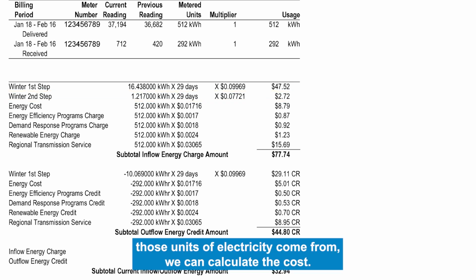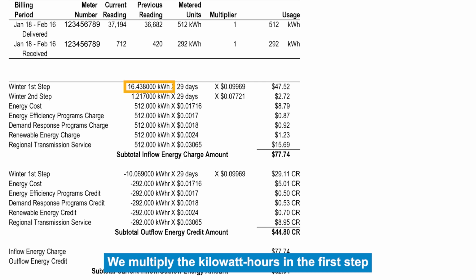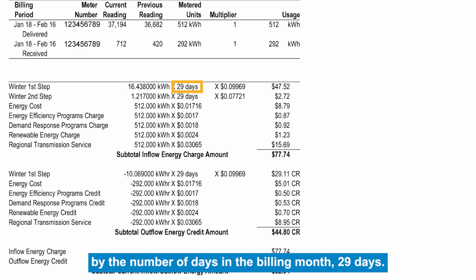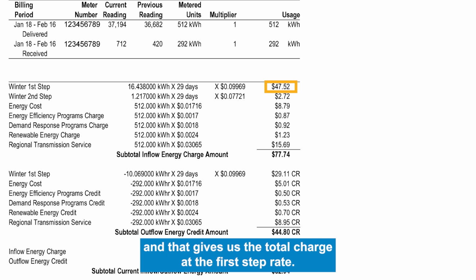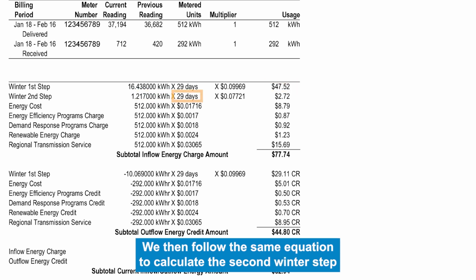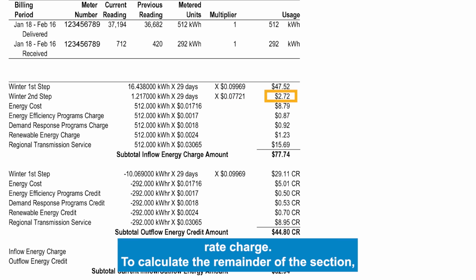Now that we understand where those units of electricity come from, we can calculate the cost. We multiply the kilowatt hours in the first step by the number of days in the billing month, 29 days. We then multiply that result by the first step, and that gives us the total charge at the first step rate. We then follow the same equation to calculate the second winter step rate charge.